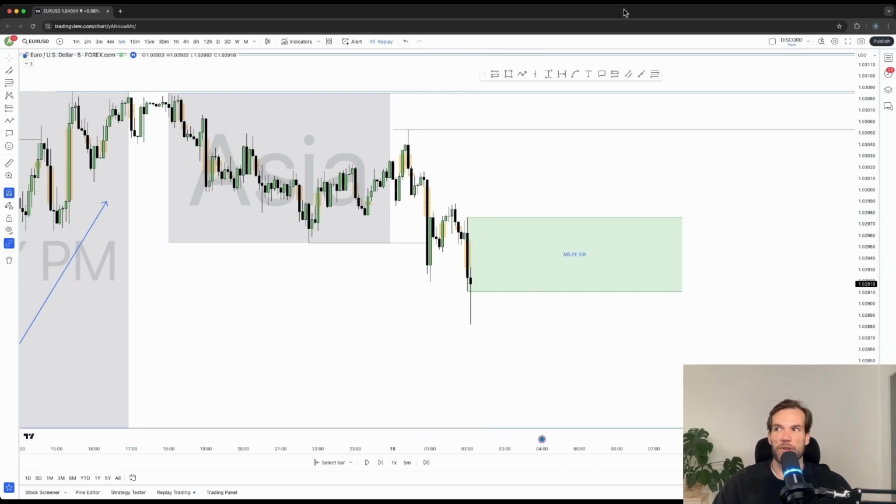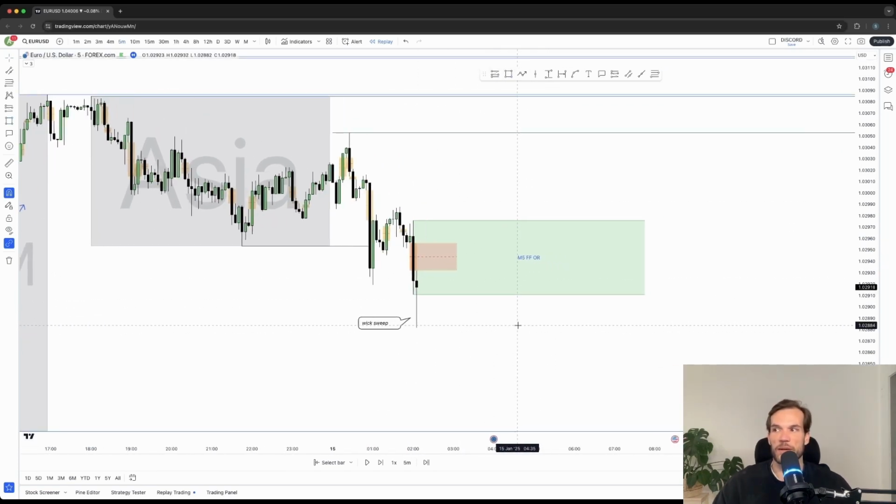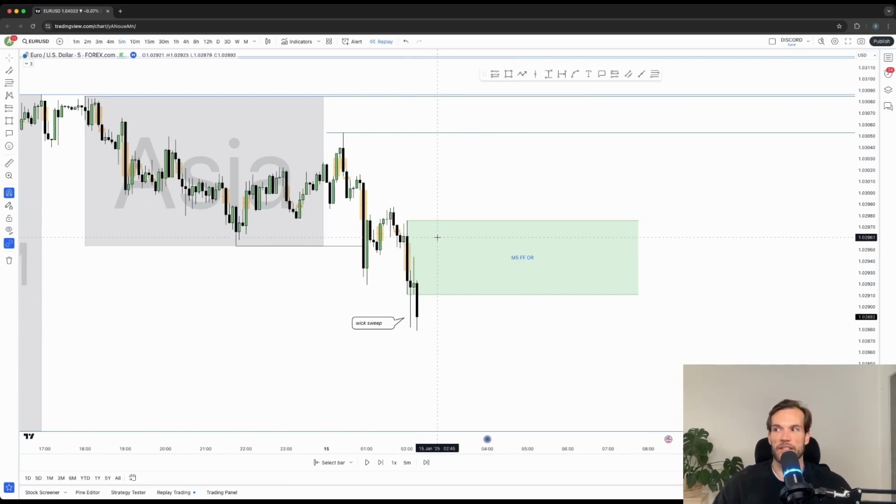We've got a sweep of the low here. Okay, we have some imbalance here. So essentially we want to flip that imbalance as well and close above the high for the standard trade here. And look, we've respected the imbalance. Okay, so M5 is still moving down. The manipulation isn't done yet.